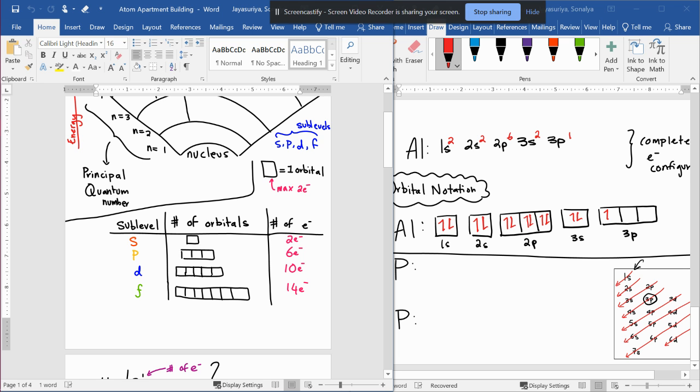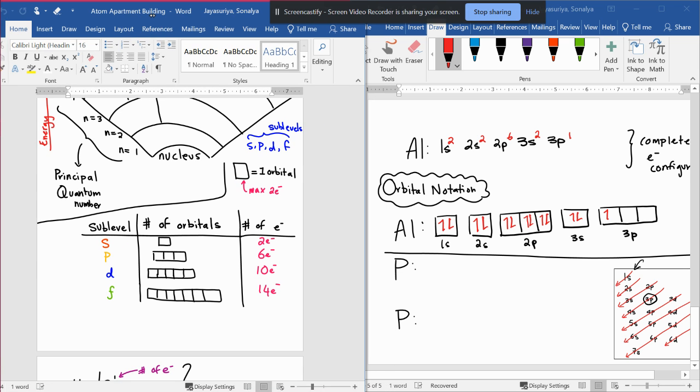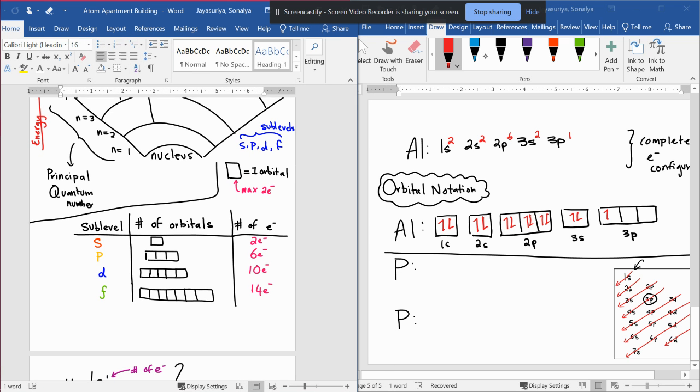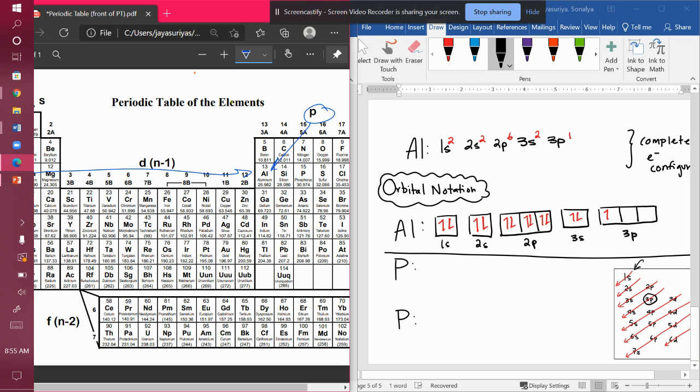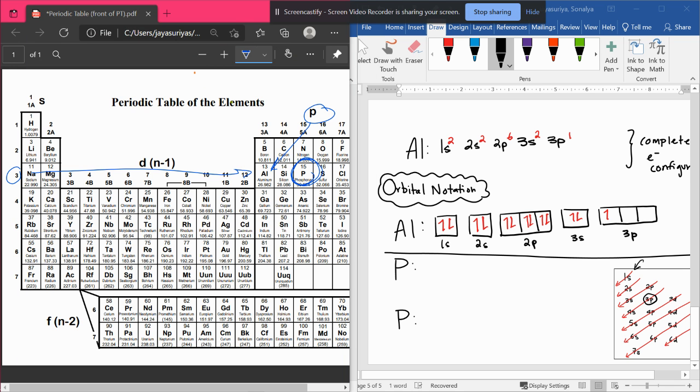Okay, now let's do one for phosphorus as well real quick. Phosphorus's electron configuration: phosphorus ends in the third period p block as well. So 3p, okay? So phosphorus will be 1s, 2s, 2p, 3s, 3p. And phosphorus has 15 electrons, so 2, 2, 6, 2. The last one gets 3.